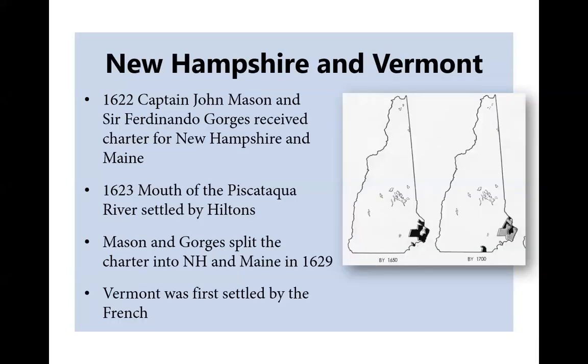The interior of New England was gradually settled along the navigable waterways. As mentioned earlier, in 1622, Captain John Mason and Sir Fernando Gorges received a charter for New Hampshire and Maine. The mouth of the Piscataqua River was settled in 1623 by the Hiltons. In 1629, New Hampshire and Maine were split. Although the very earliest Vermont settlers were French, both New Hampshire, Massachusetts, and New York claimed territories east and west of the Green Mountains.